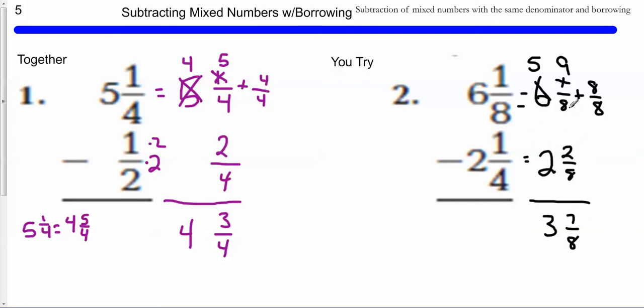Okay, so again, 8 plus 1 is 9. So that's my new numerator. 9 minus 2 is 7. My denominator stays the same, 8. 5 minus 2 is 3. So 3 and 7/8 is my answer.